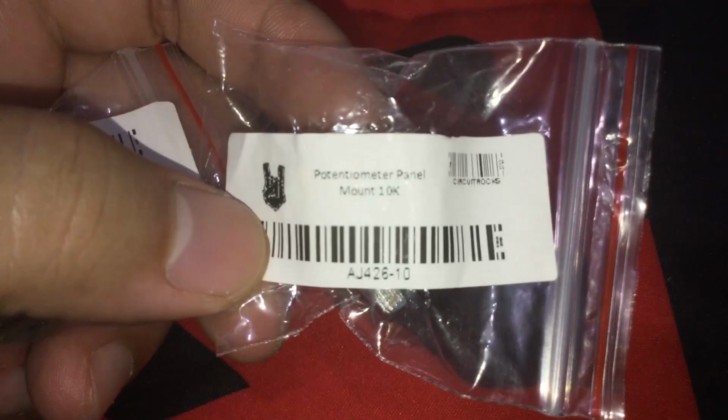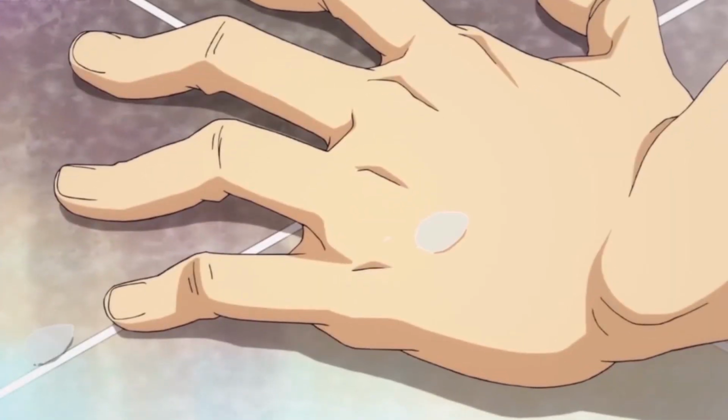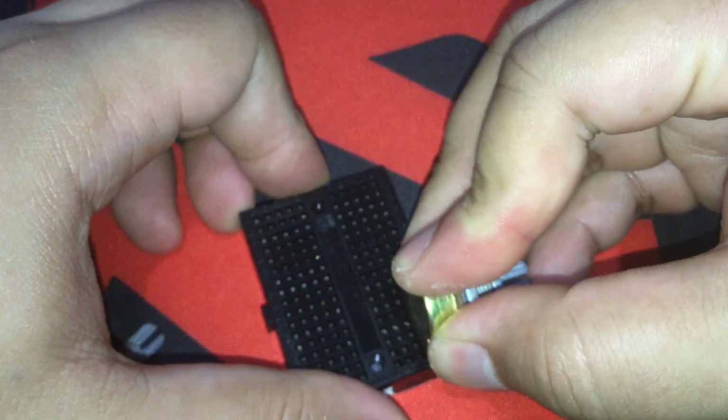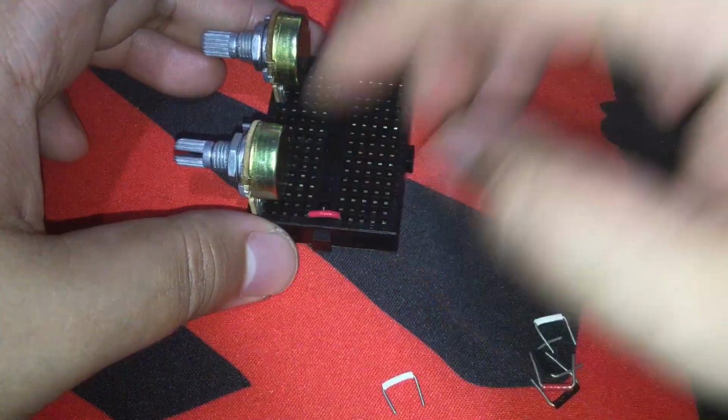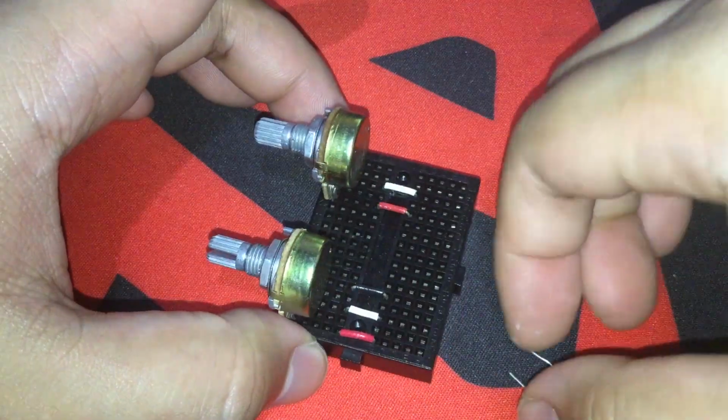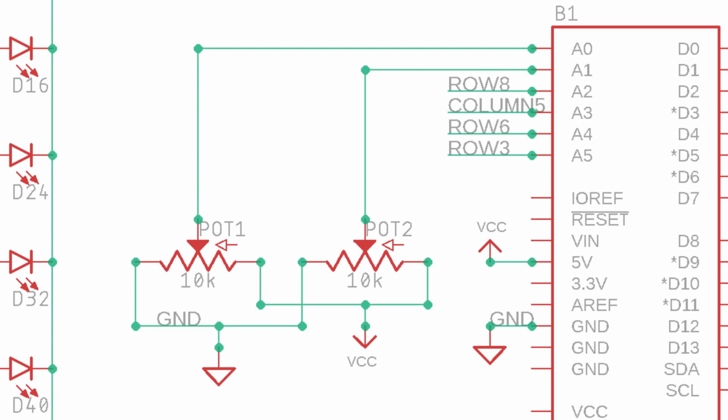After that, we need to connect the 10K potentiometers. These are from circuit rocks, by the way. And again, just like the schematic diagram, all the necessary links will be available on the description down below.